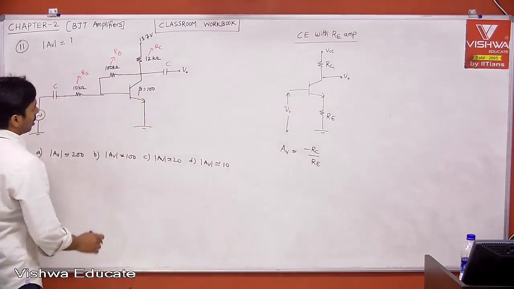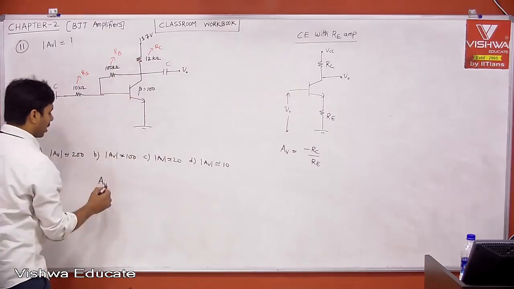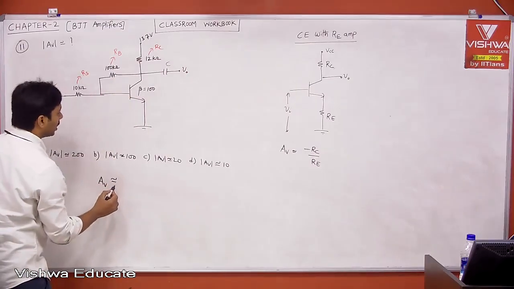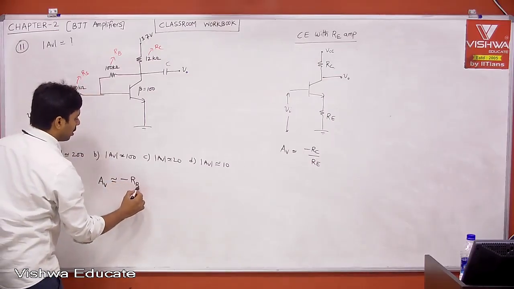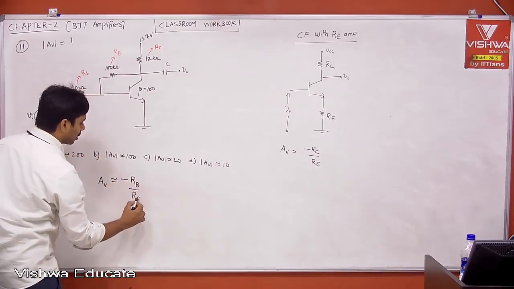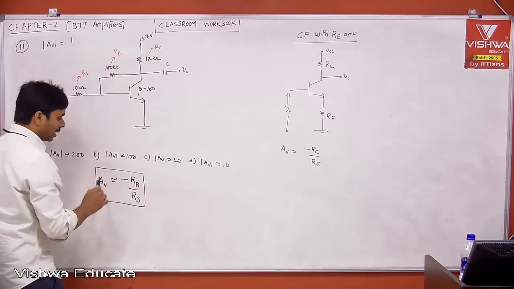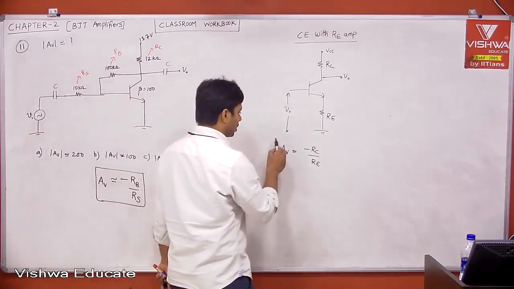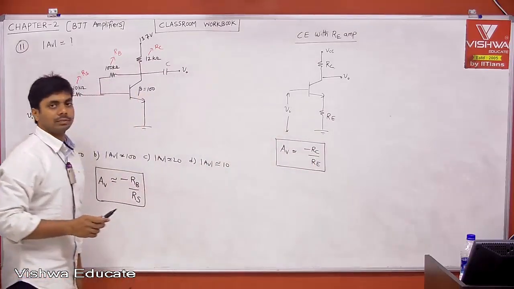Similarly, if you ask me what is the voltage gain of this, it also has feedback, but connected to the base. Therefore, AV is approximately equal to minus RB by RS. It is also depending on the ratio of resistors. You have to remember this formula, which I did not derive, but I will derive. This is what your voltage gain is, which is already derived for CE with RE amplifier.